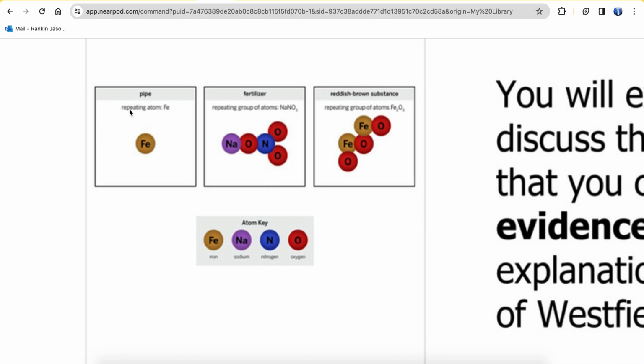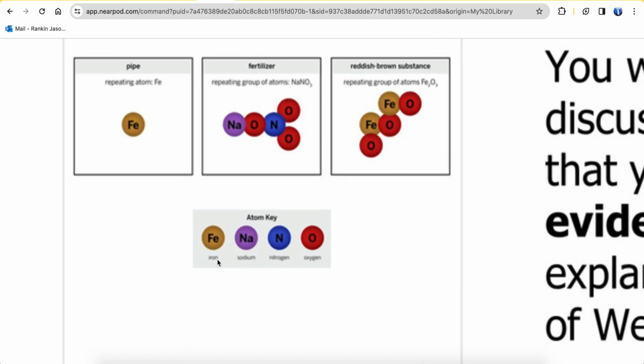All right, so the pipe substance would have repeating atoms of Fe. Right, now Fe, according to your key, is iron. Fertilizer, the repeating group of atoms. Now, there's no group here. This is just an atom by itself. You put a whole bunch of irons together, you get to see what iron is, and that's the pipe substance. Here we have Na, which is sodium, capital N, lowercase a. We have 3 capital O's, we have 3 oxygens, and we have 1 capital N, for nitrogen, which is NaNO3.